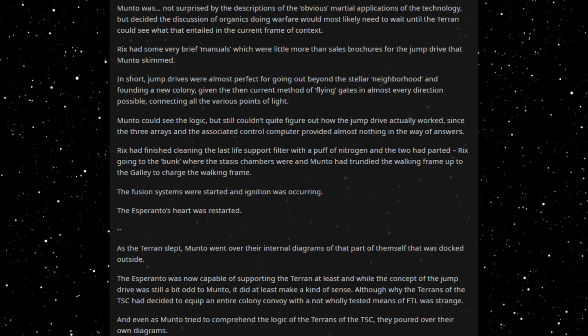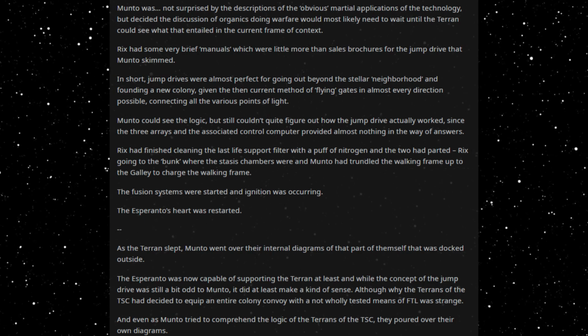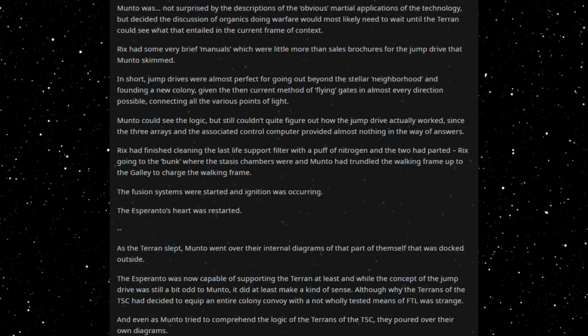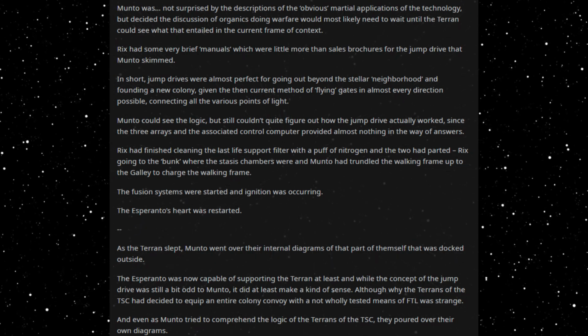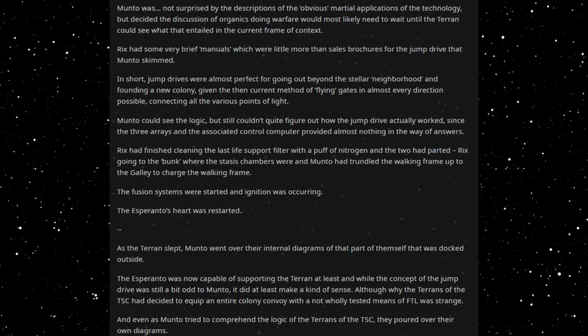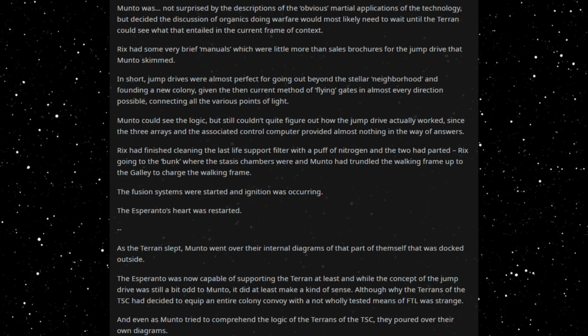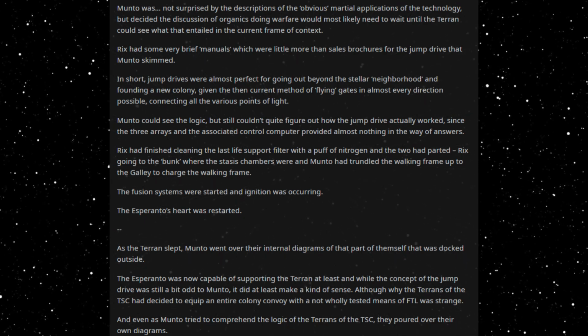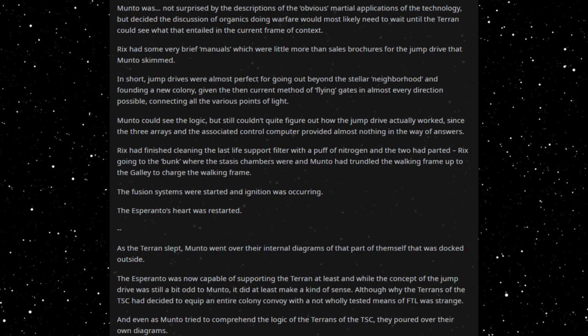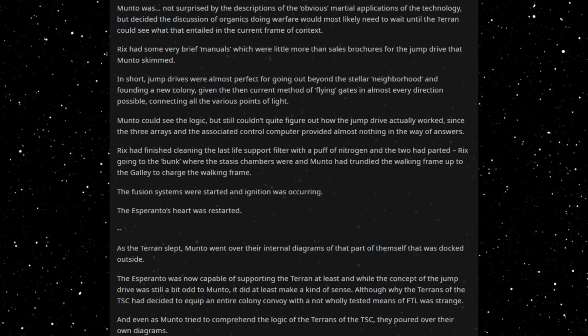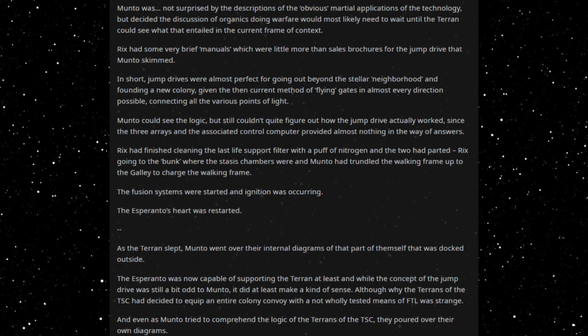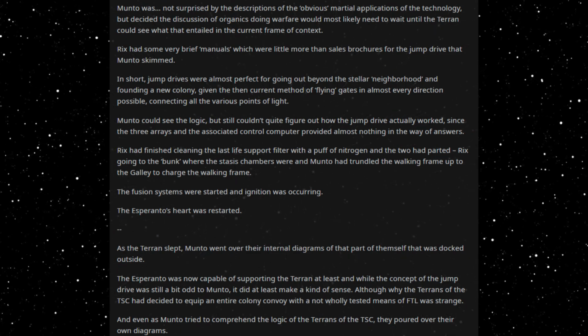As the Terran slept, Munto went over their internal diagrams of that part of themselves that was docked outside. The Esperanto was now capable of supporting the Terran, at least, and while the concept of the jump drive was still a bit odd to Munto, it did at least make a kind of sense. Although why the Terrans of the TSC had decided to equip an entire colony convoy with a not wholly tested means of FTL was strange.